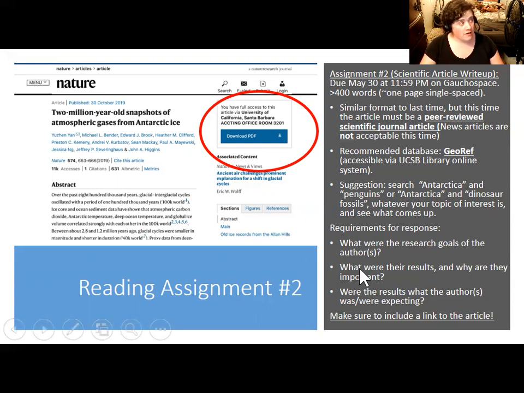For the article you pick, you need to write about what the research goals of the authors were, what their results were, and why those results are important, as well as whether the results are what the authors were expecting. And also make sure that you include a link to the article. And if you don't know what to look for, I've labeled some of the articles that I've assigned you as this would be a good choice for assignment number 2. Or at least that's an example of what type of thing you're looking for, as opposed to a news write-up from The Guardian or from the South China Post or whatever.